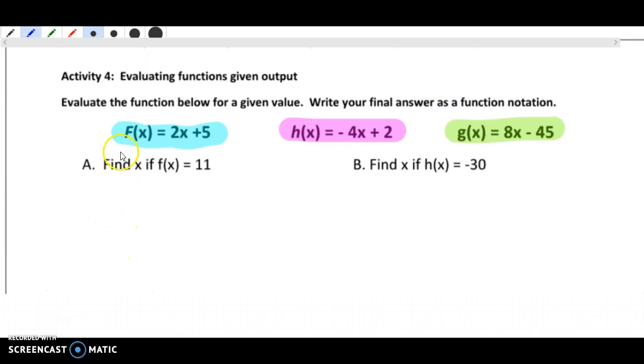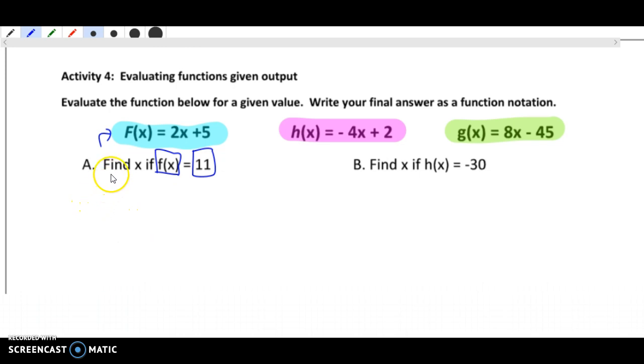So in this example, we're going to find x, the input, if f of x is equal to 11. So first of all, we're going to use the f of x function, and we're going to look for the input, which is x, when the output, f of x, is equal to 11. So understand that f of x is the output, which is equal to 11. So we're going to replace f of x with 11.